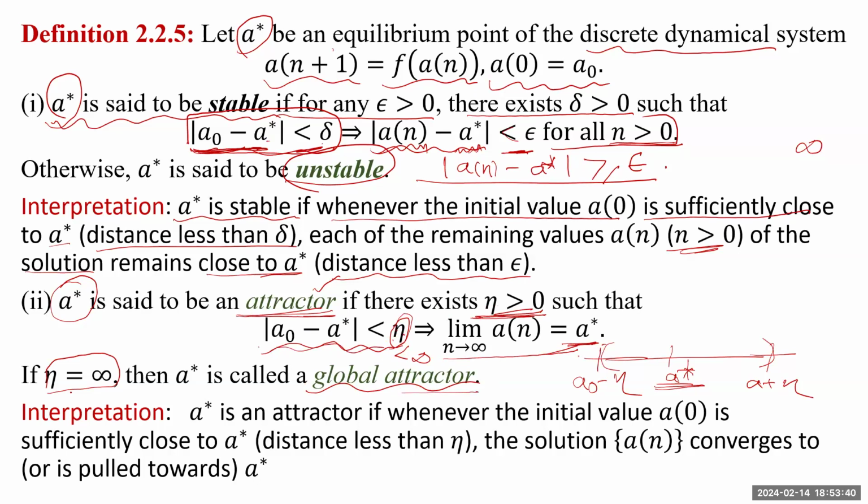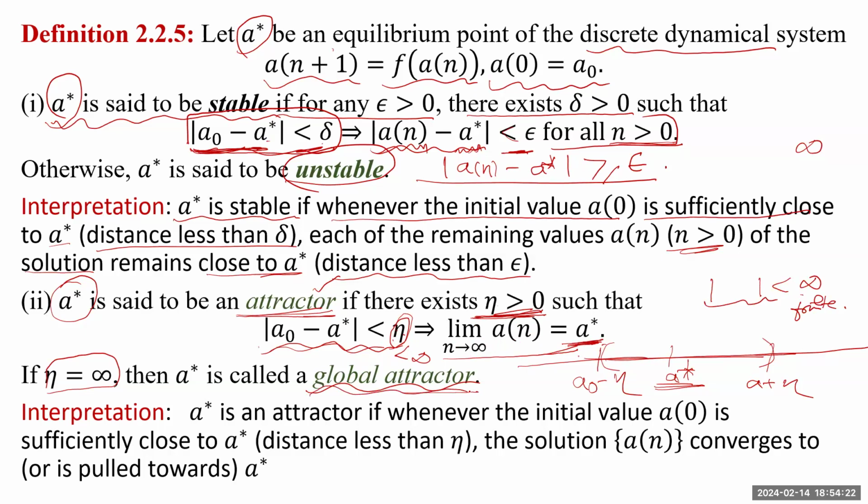So you may think eta equal to infinity means this length is an infinite length. No, when the modulus value is less than infinity, this value should be finite. So you can take any value in place of eta, not a particular value, and then as n tends to infinity, it will be A star. Such a condition we call a global attractor, right?